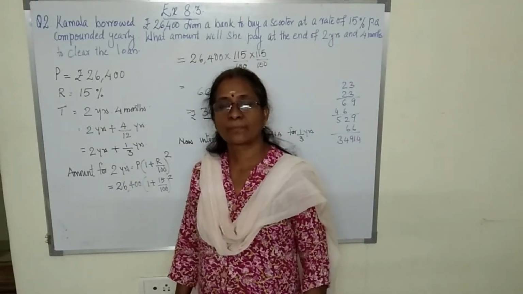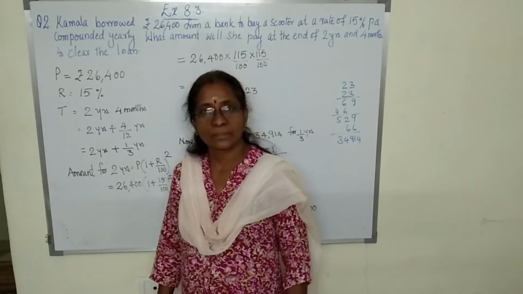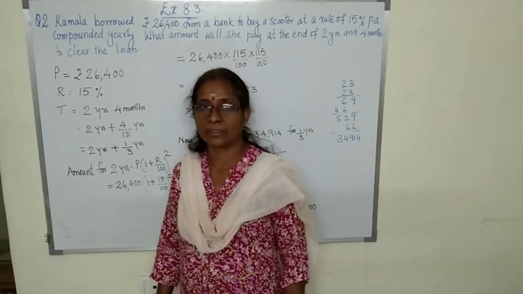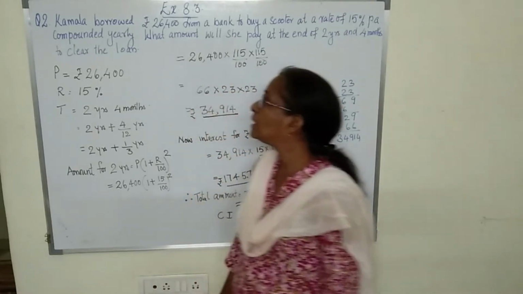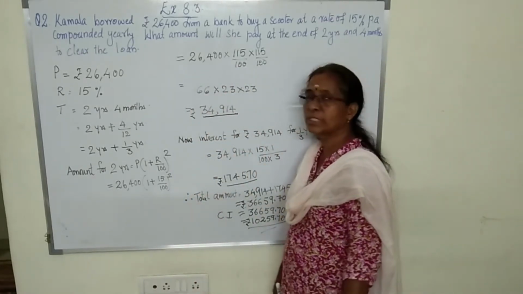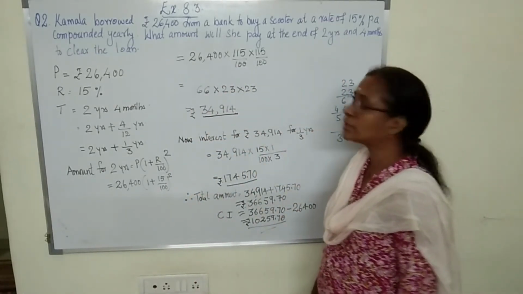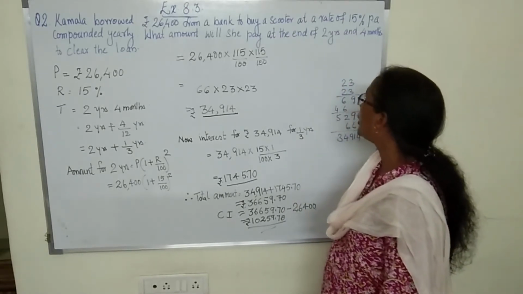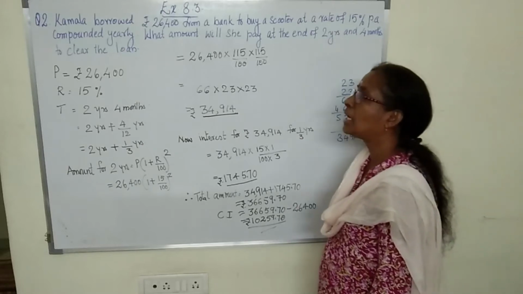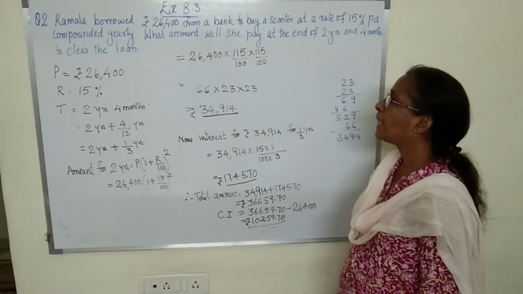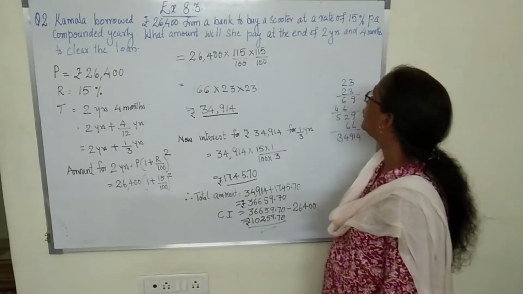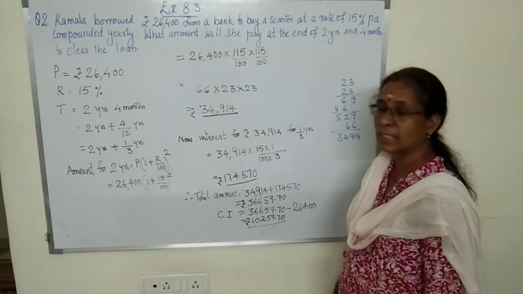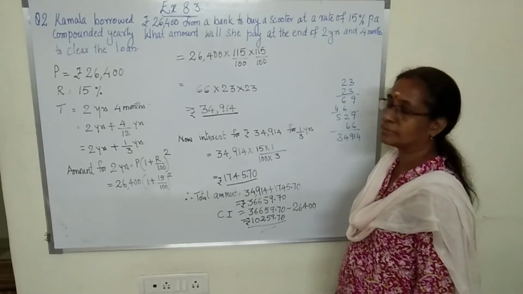Dear students, let us continue with exercise 8.3. Question number 2: Kamla borrowed rupees 26,400 from a bank to buy a scooter at the rate of 15% per annum compounded yearly. What amount will she pay at the end of 2 years and 4 months to clear the loan?